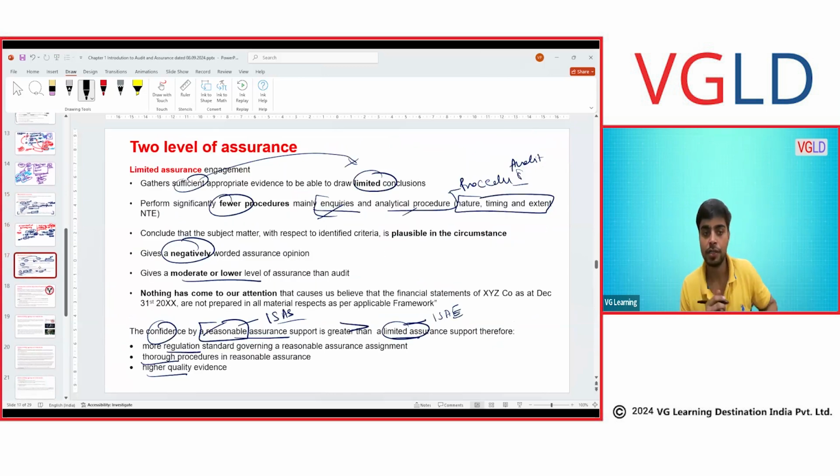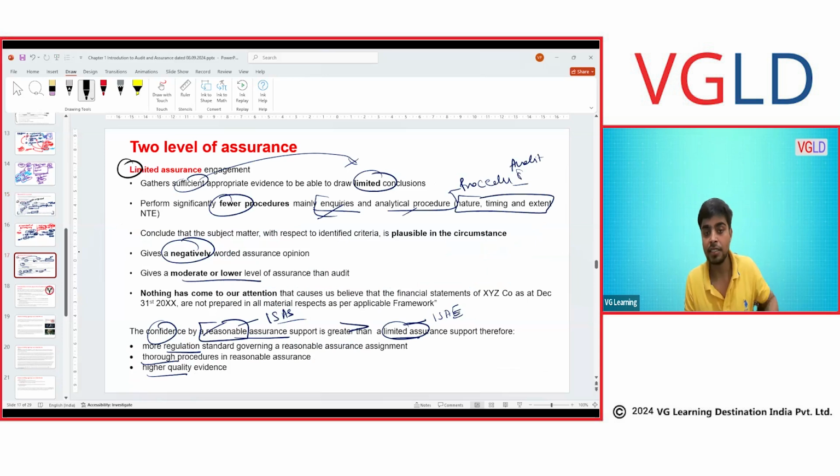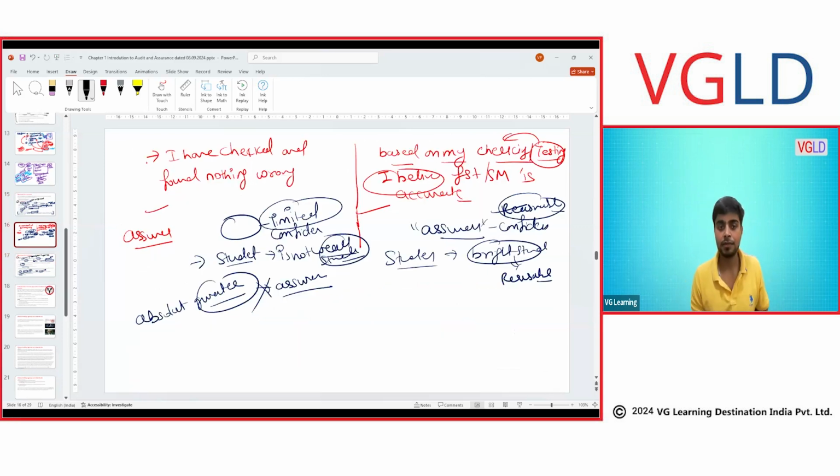There are two levels of assurance. The first is limited assurance, and the second is reasonable assurance. Reasonable assurance is a high level of assurance because here we check transactions in more detail. Whereas limited assurance is a lower level of assurance. It's also known as negative assurance. I will try to explain this with an example.